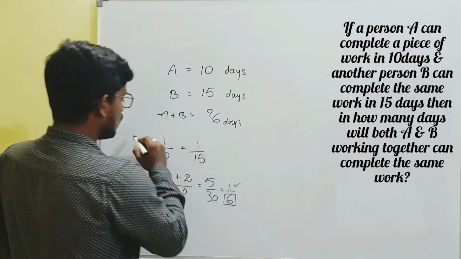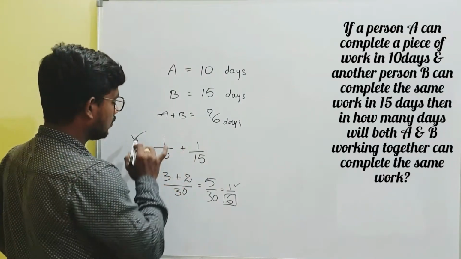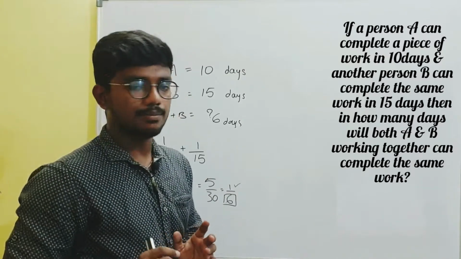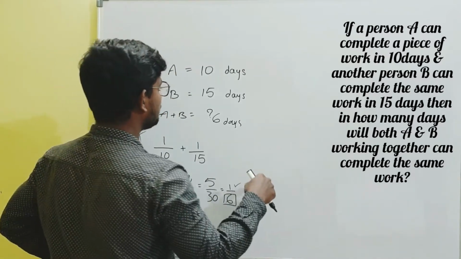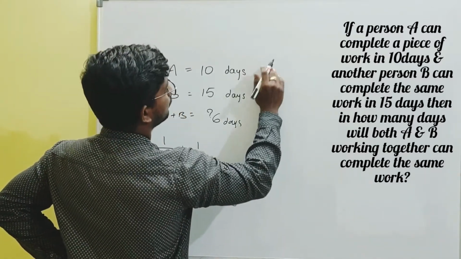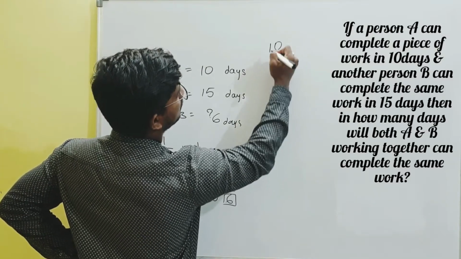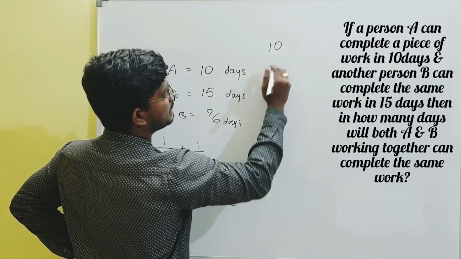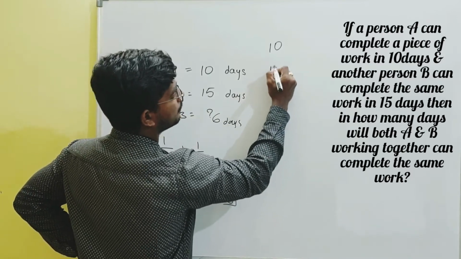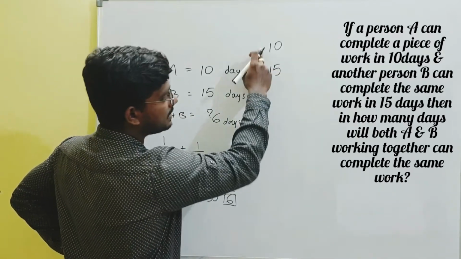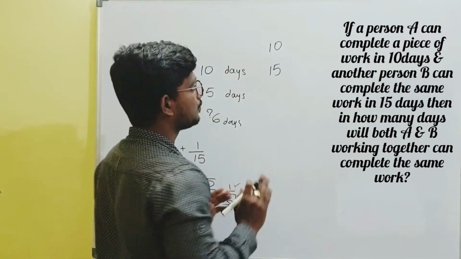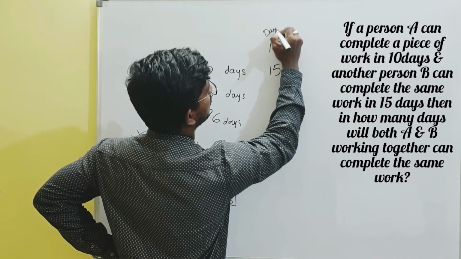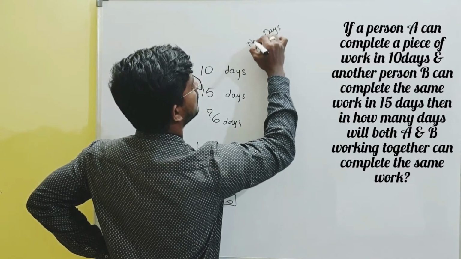This is one type of method, but we must not follow this method in competitive exams because it is a time taking method. Another method is, see, here the number of days taken by A to complete the work is 10 days and the number of days taken by B to complete the given work is 15 days. The LCM of these two is 30. This is the number of days taken by the persons.